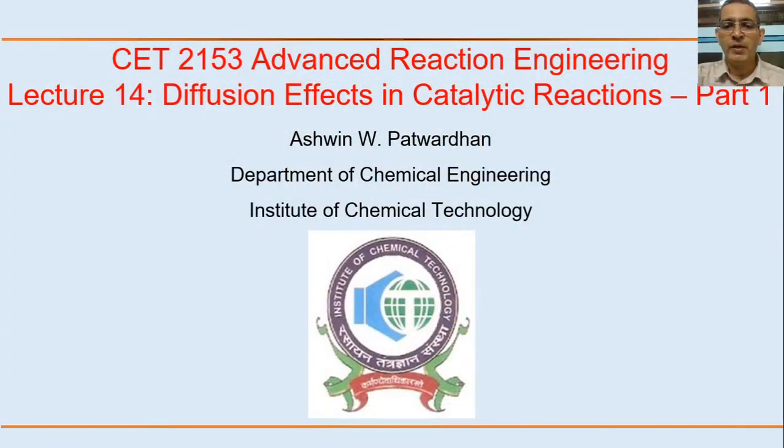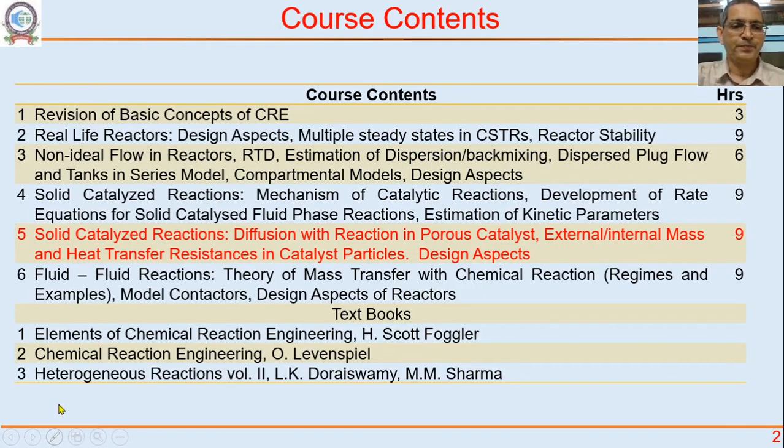Let's go forward in our course. What we are going to look at now is the next part of the course, the fifth part of this course, which is related to still solid catalyzed reaction, but now we are looking at diffusion and reaction inside the porous catalyst. How do we define what are the possible internal and external heat and mass transfer resistances in catalyst pellets, and how do we use all of this information for design of such reactors.